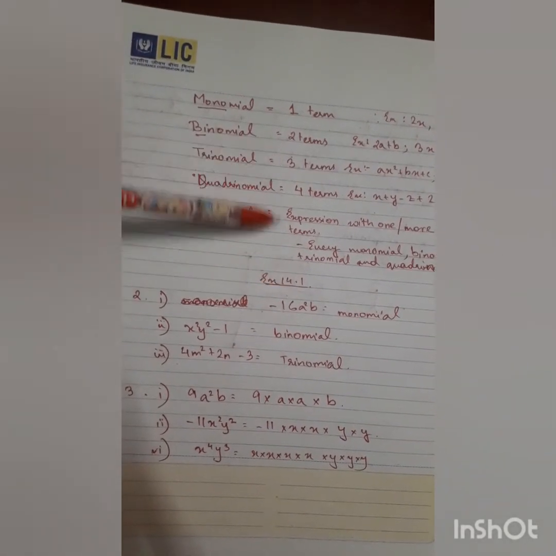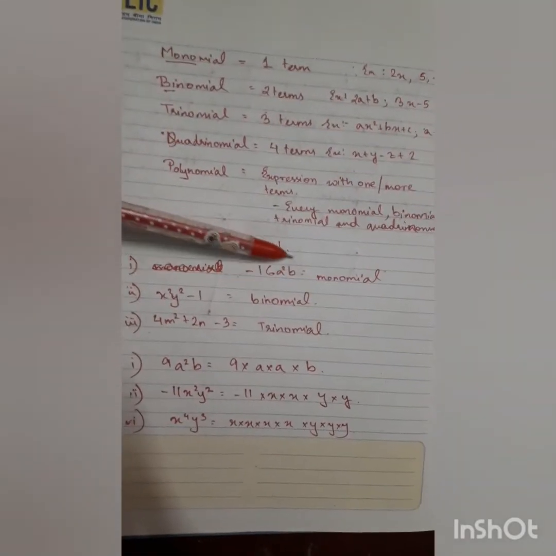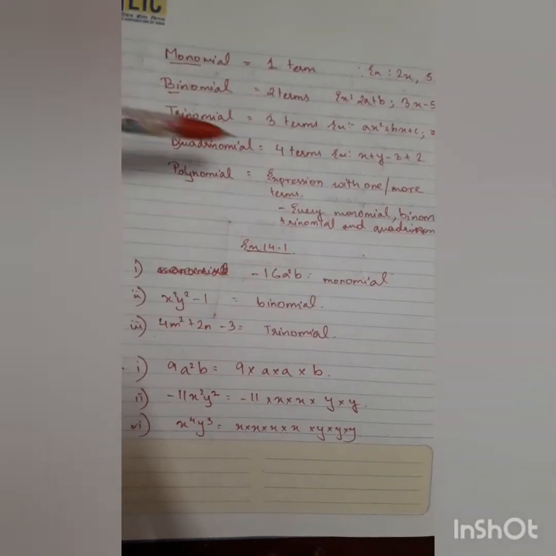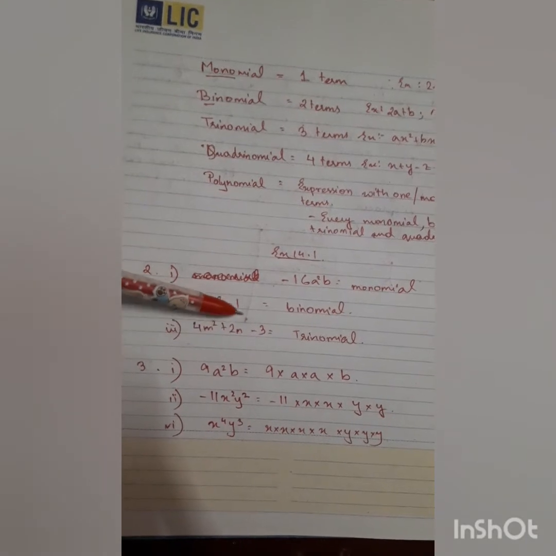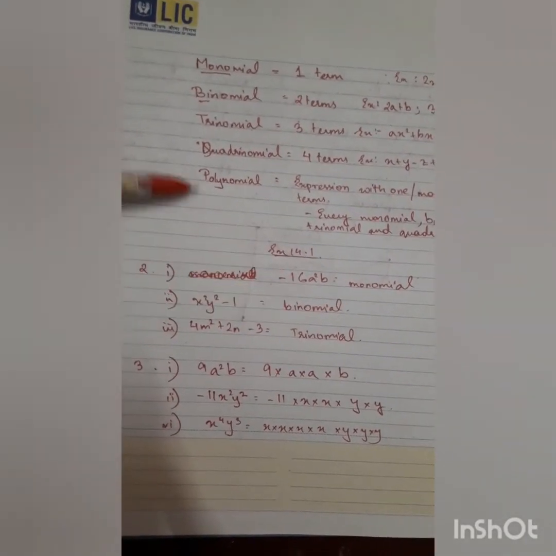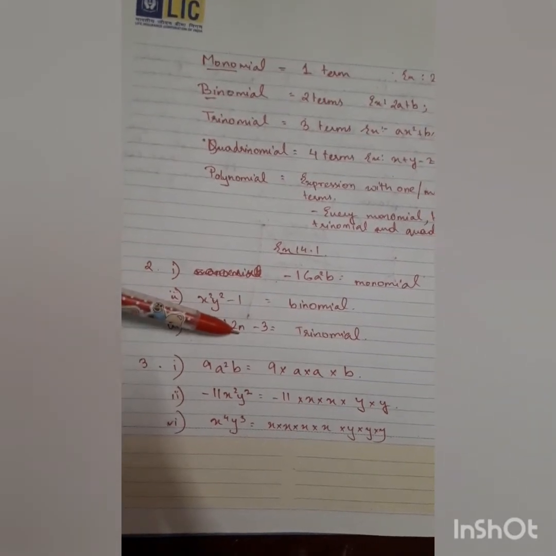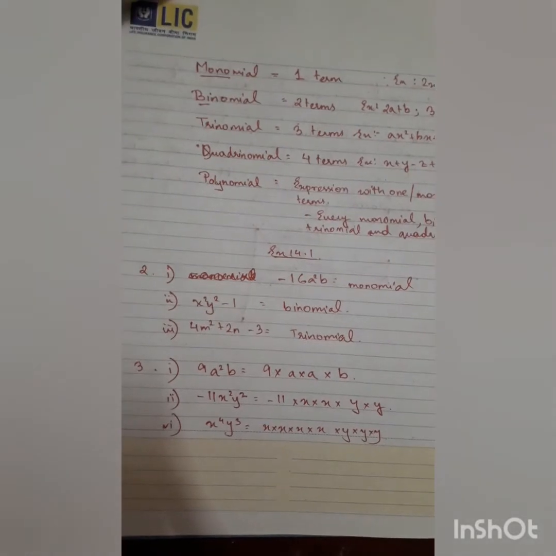Next, let us move on to the exercise then. Question number 2 part 1, minus 16a square b. This is a single term, so this is a monomial. 2 part 2, x square y square minus 1. There are two terms here, so this is a binomial. 4m square plus 2n minus 3. There are three terms here, so this is a trinomial.